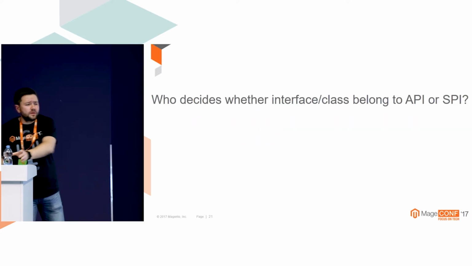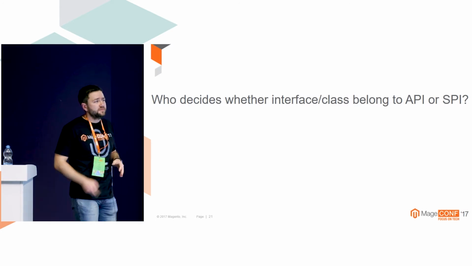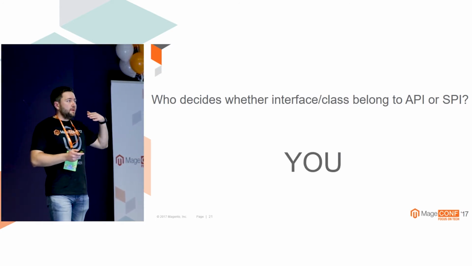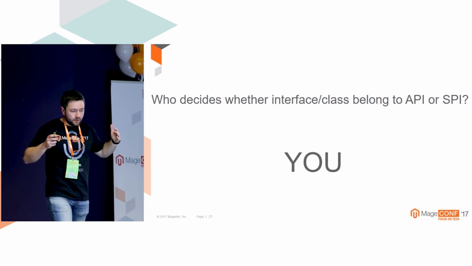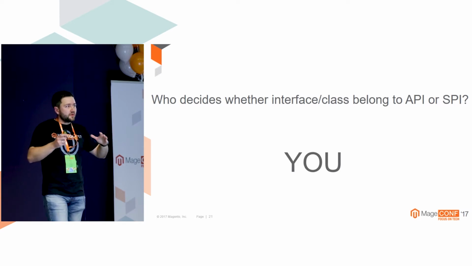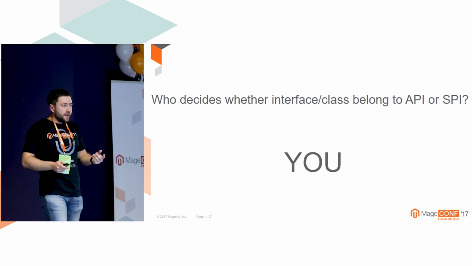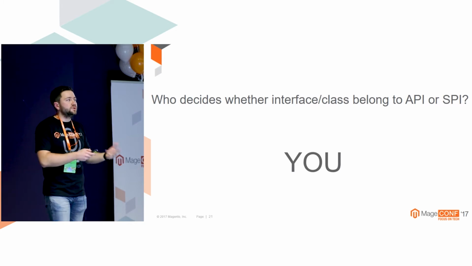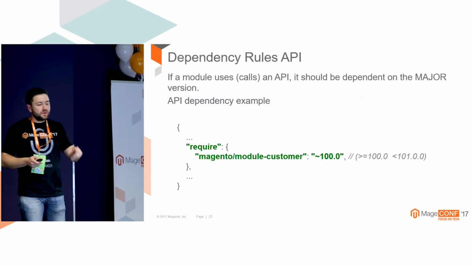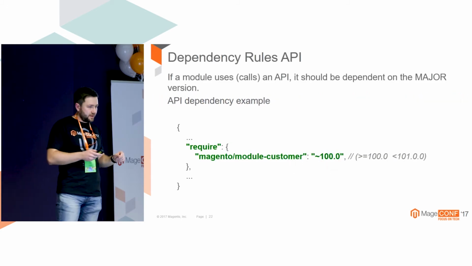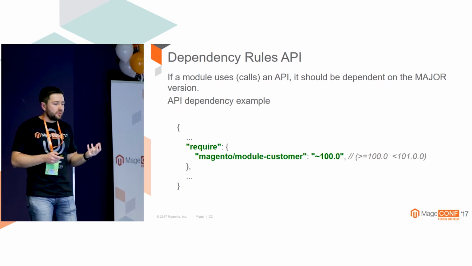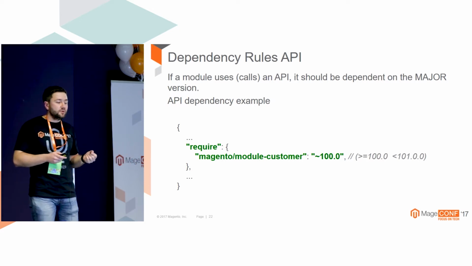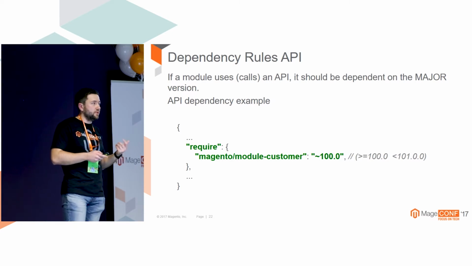So who decides whether an interface or class belongs to API or SPI? You. You are in charge, because we are a framework, and we provide our best class software to you for usage. And you know how you use it. You know whether you provide your own implementation or whether you just use it. Based on that, you're supposed to specify the correct dependency. If you just use our software, if you use our interfaces, you're supposed to specify just a dependency on the major version of the module.